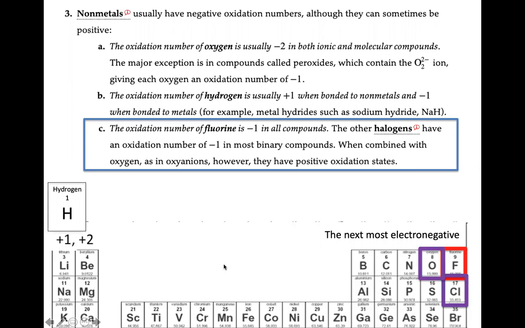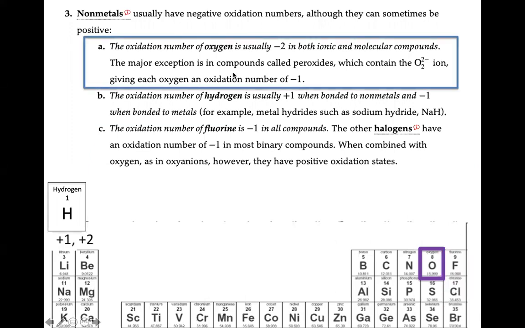The next most electronegative are the atoms immediately to its left and immediately below it, because that was our trend. Remember, it got more and more electronegative as it moved towards the fluorine. So the second tier of the most electronegative are oxygen and chlorine. That's why oxygen is almost always 2-. It's 2- when it's in ionic compounds, and it's 2- when it's in almost every molecular one as well, because it's the second most electronegative that I have.